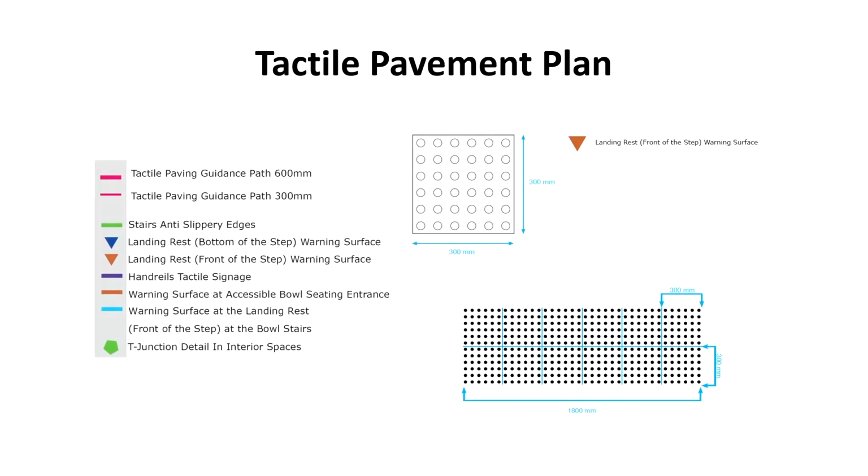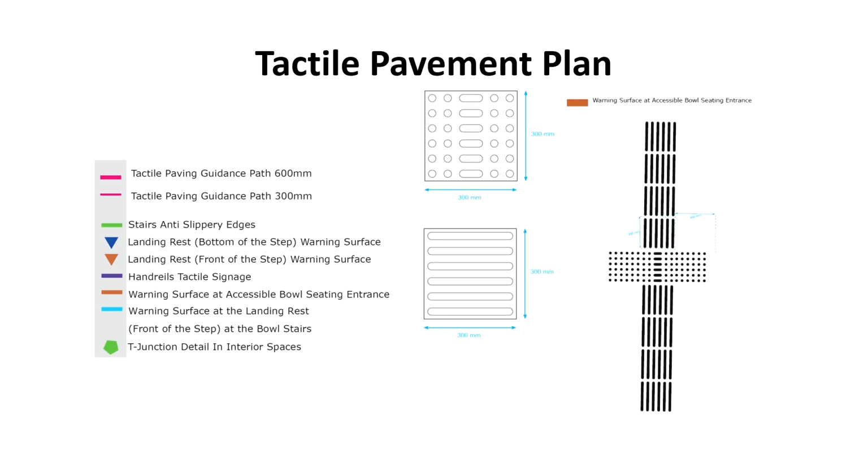We need to include this in the overall plan. Then this is another which shows that this is a warning surface. I told you before that the blister ones are for indicating the warning surfaces. In this picture, taken from a stadium building, the accessible ball has a continuous road, but there is a turn. From here you have access to the ball, so they can easily turn from here.